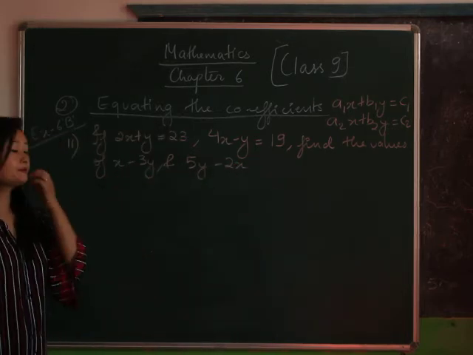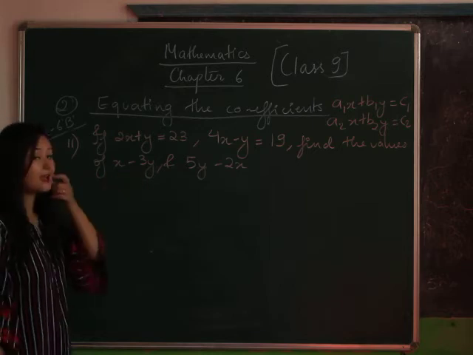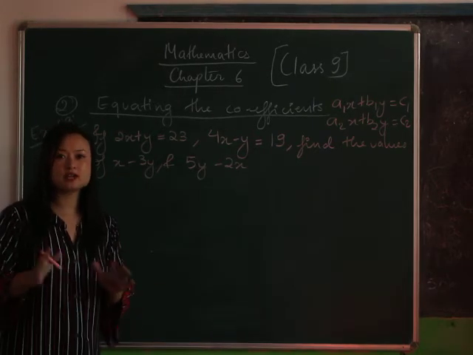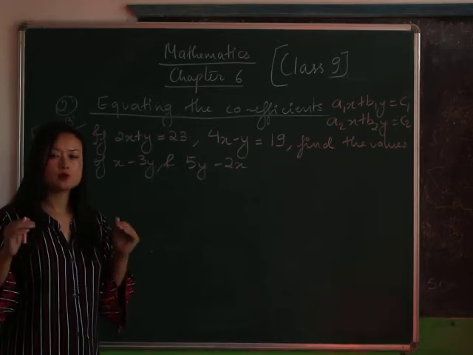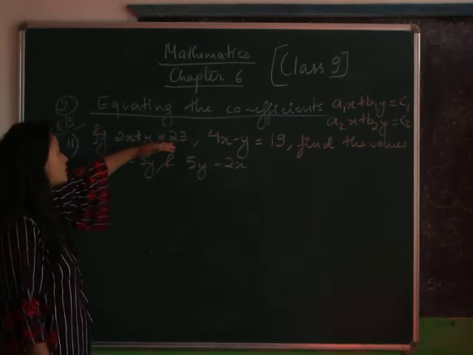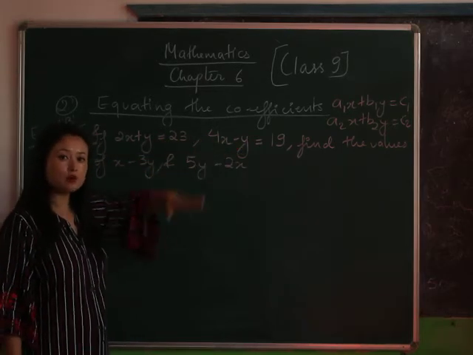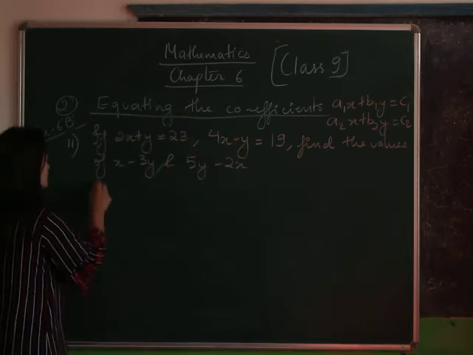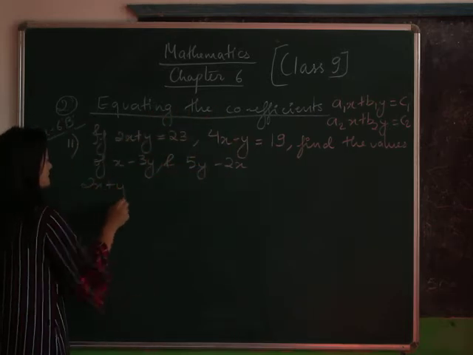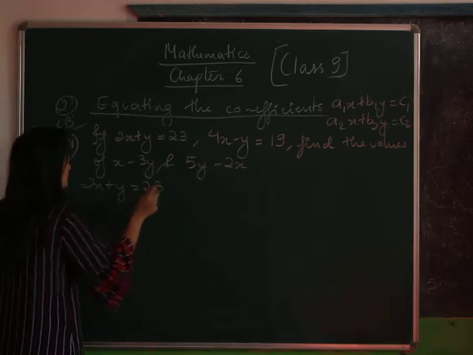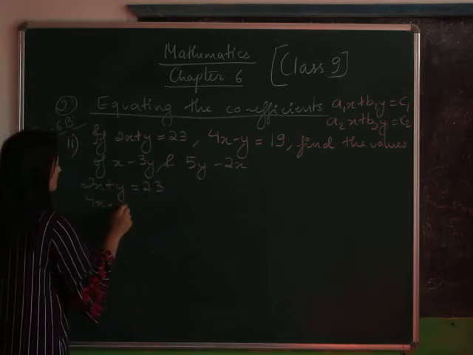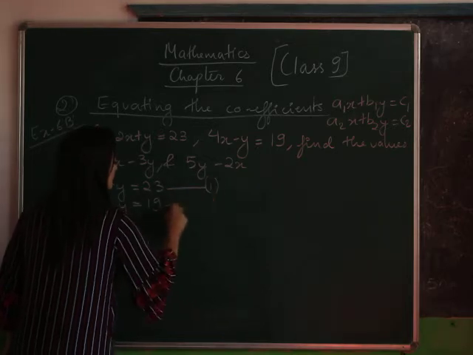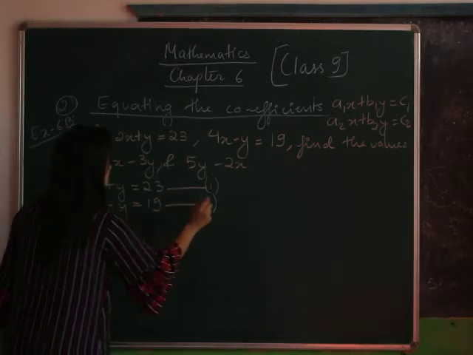In order to find x minus 3y and 5y minus 2x, we need to find the values of x and y. And which equations are we going to use? The equations which are given. And how are we going to do it? By equating the coefficients. Now see here: 2x plus y is equal to 23, 4x minus y is equal to 19. This is equation 1 and this would be your equation 2.